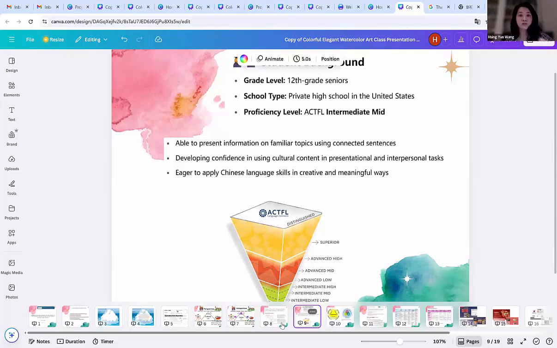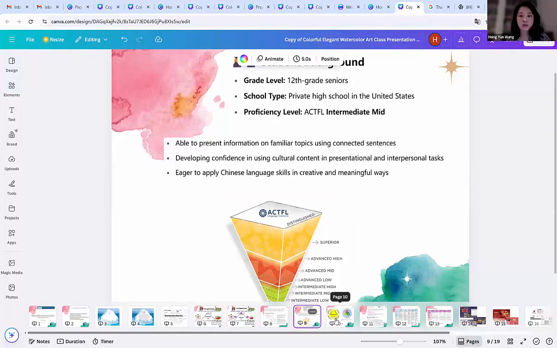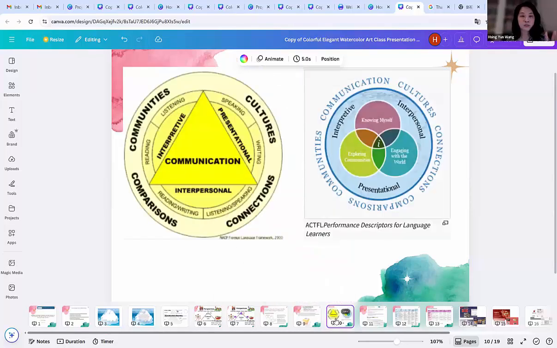So they can present information on a familiar topic using connected sentences, or even a little paragraph, developing confidence in using cultural content in presentational and interpersonal text, and also interpreting information well. And they are eager to apply Chinese language skills in creative, meaningful ways. They can do that well too. Okay, that's my students.